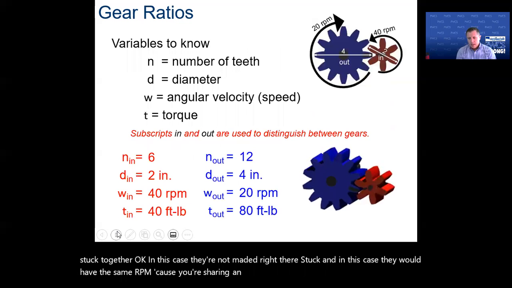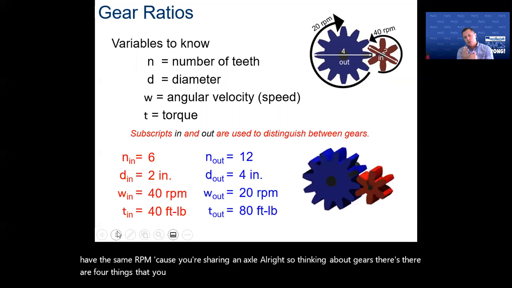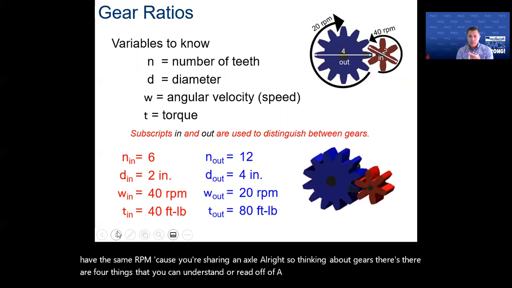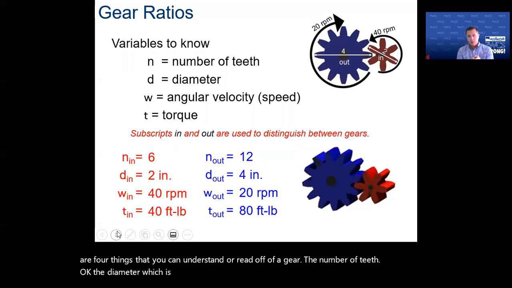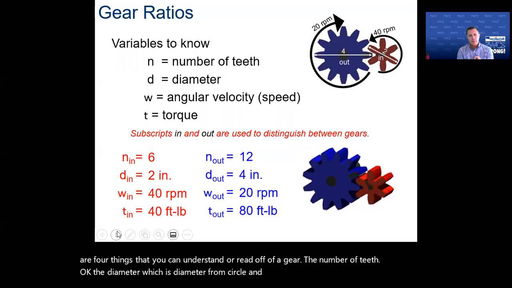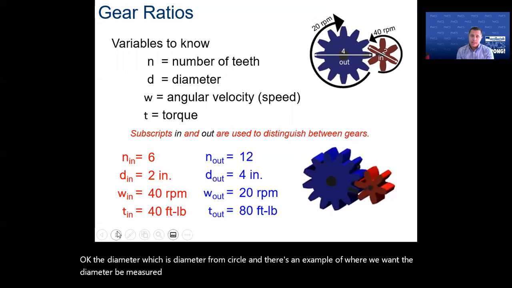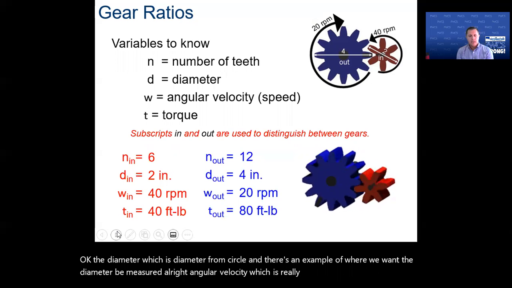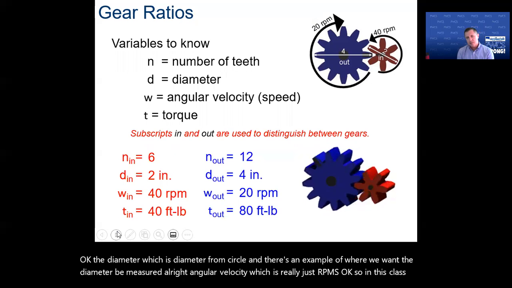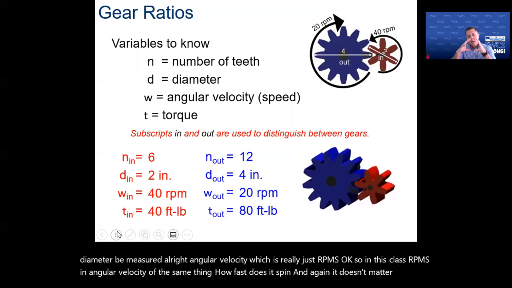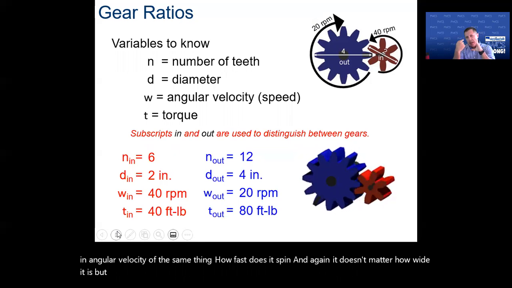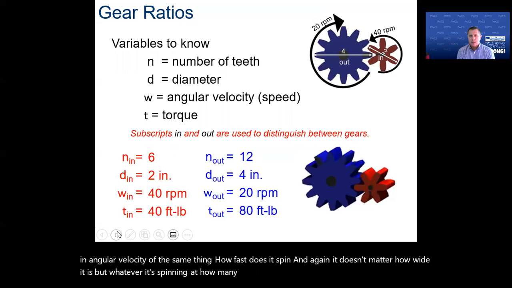All right. So thinking about gears, there are 4 things that you can understand or read off of a gear. The number of teeth, okay? The diameter, which is the diameter from the circle. And there's an example of where we want that diameter to be measured. All right. Angular velocity, which is really just RPMs. Okay. So in this class, RPMs and angular velocity are the same thing. How fast does it spin? And again, it doesn't matter how wide it is, but whatever it's spinning at, how many RPMs it is, that's going to be angular speed.